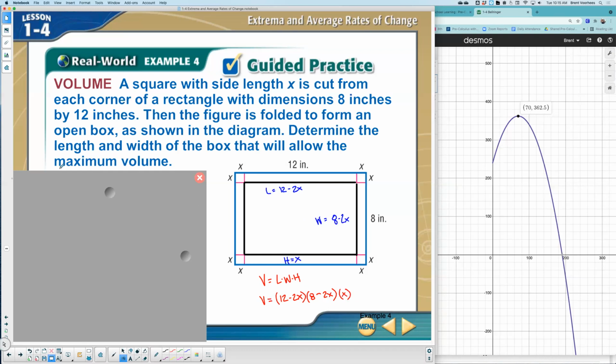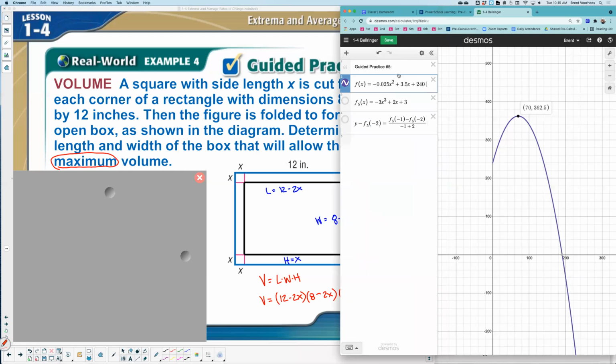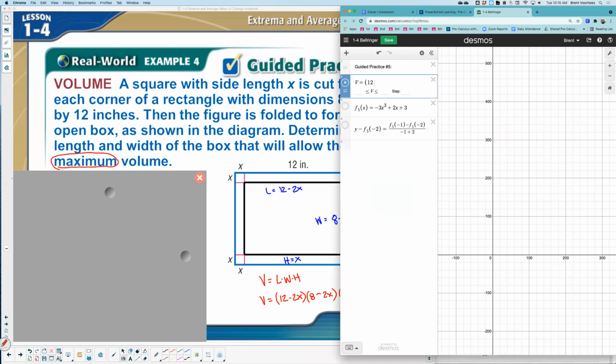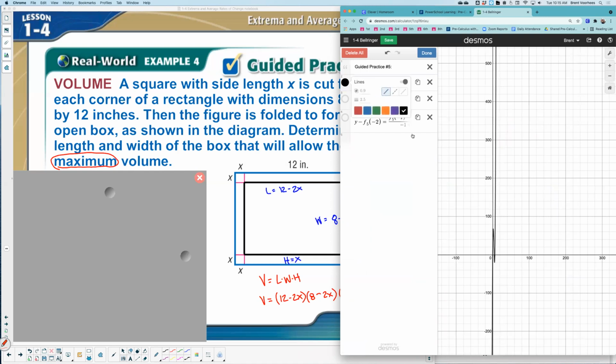If we type that in the calculator, we should get a graph. We want to know the maximum volume. So what we're going to do is look for the maximum on the graph. So over to my problem. Let's graph this. This is v equals 12 minus 2x times 8 minus 2x times x. And I get this picture. I'm going to change the color so it's not all just black in there. I'm going to make it red.